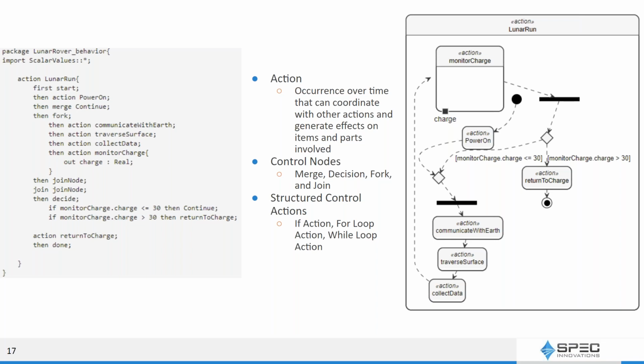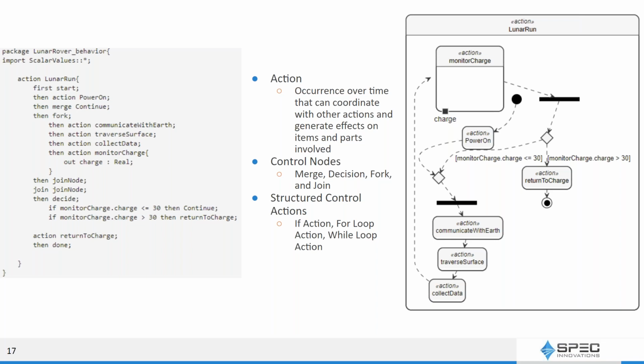All right, now we're going to shift gears to the behavior of our example with the actions. Actions are defined as occurrences over time that can coordinate with other actions and generate effects on items and parts involved. Actions can be decomposed and have parameters. The order of actions is specified by succession, which is denoted by a then in the textual notation you can see on the left. Succession can be conditional with guards, and an action can be performed by a part or another action.